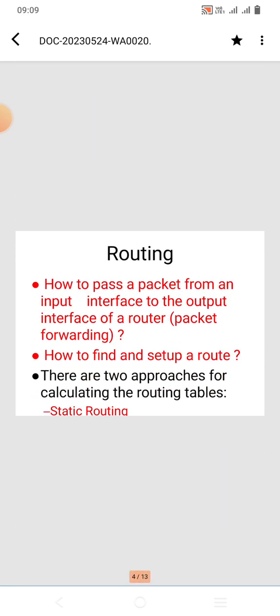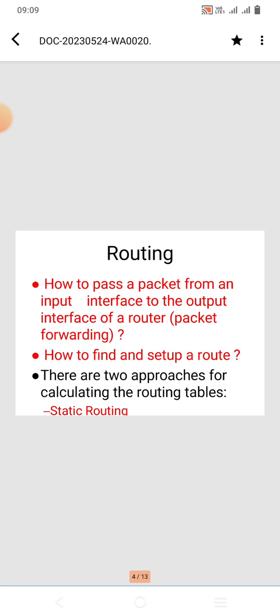Now let us enter into the topic of routing. Routing is one of the important functions performed by the network layer. It is used to define how to pass a packet from the sender to the destination, which is nothing but from the input interface to the output interface of the network. It tells how the packet will be routed and how to find and set up a route. The packet is routed with the help of the routing table, which is of two types: a static routing table and a dynamic routing table.